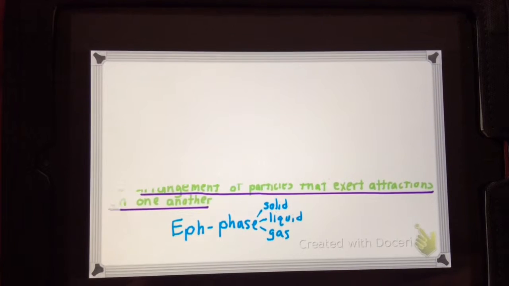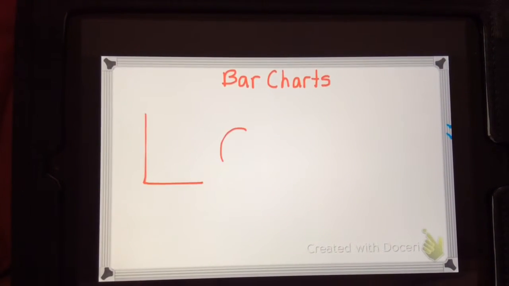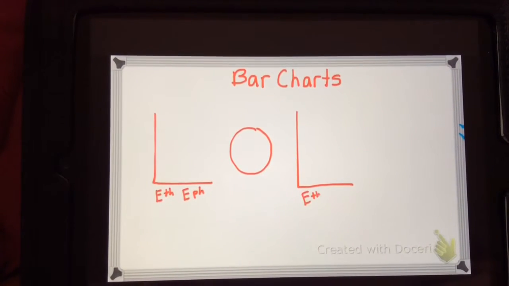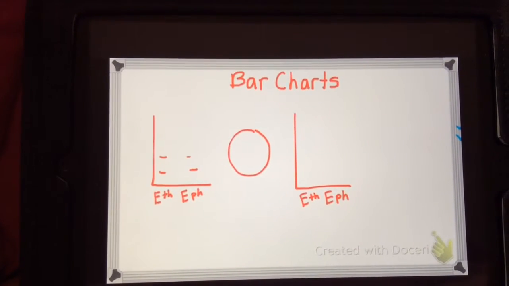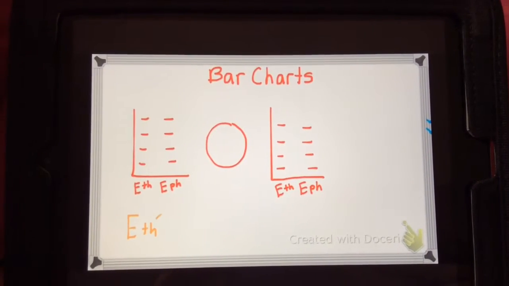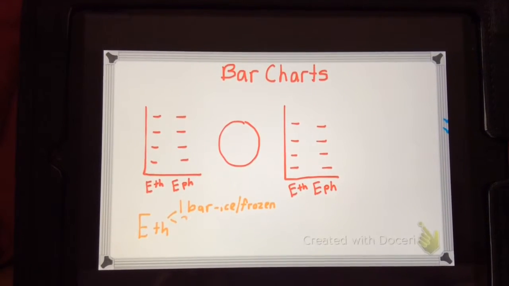Now let's learn more about actual bar charts. Make an L, then an O, then an L. Label E thermal and E phase at the bottom of both L's. Now for measuring how many bars we use for E thermal, here's the key. 1 bar if it's ice or frozen, 2 bars if it's room temperature, 4 bars if it's boiling.